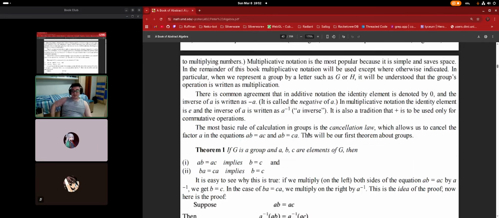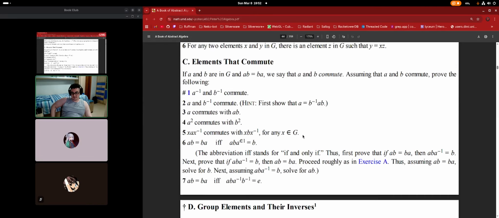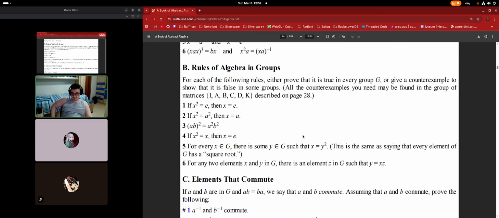Yeah, this is what I said in the beginning, that I think we're gonna suffer from some of the exercises. I think we're actually gonna have to use paper to have a productive discussion about them. Because not for every x belonging to G is there some y belonging to G such that x equals y squared. For every x, I don't think so actually.